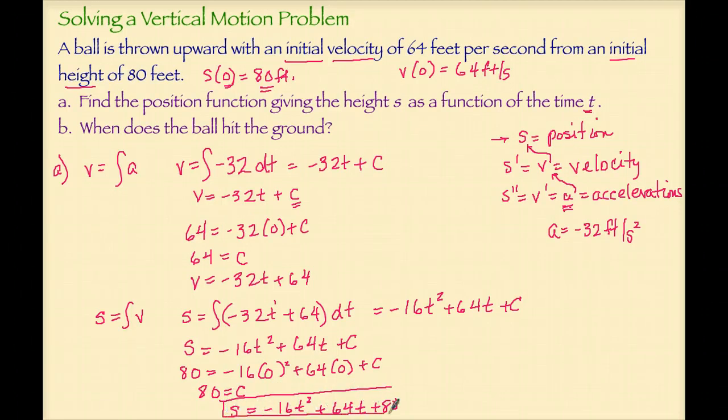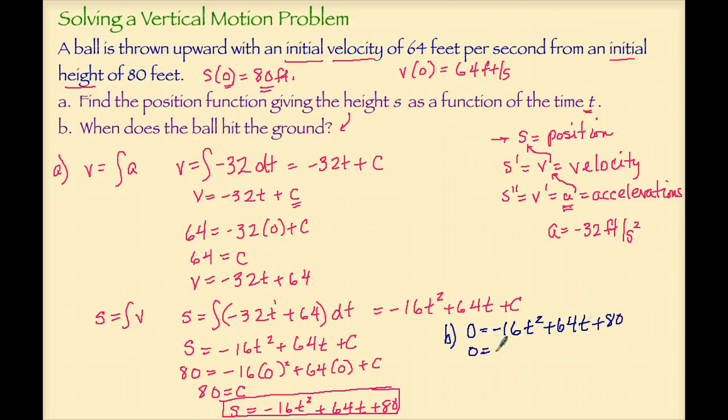Now for letter B, we are asked when the ball hits the ground. When does the ball hit the ground? And the way we're going to find that is take our position function and set it equal to 0, because when position is 0 is when the ball is on the ground. So 0 equals negative 16t squared plus 64t plus 80.